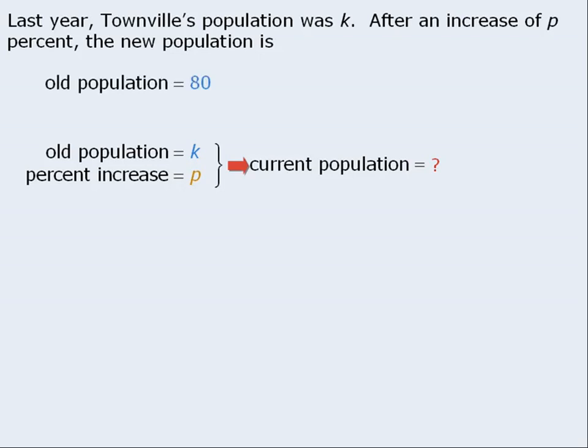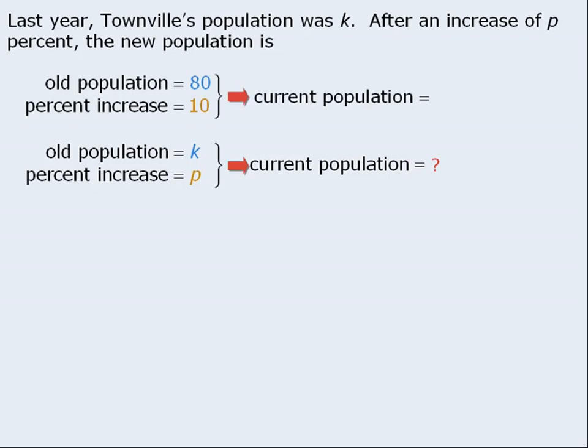Let's say the old population was 80 and the population increased by 10%. Using these hypothetical values, how would we calculate the current population? Well, we would take the old population and add to it 10% of 80. 10% can be written as 10 over 100, and to find 10% of 80, we multiply 10 over 100 by 80.